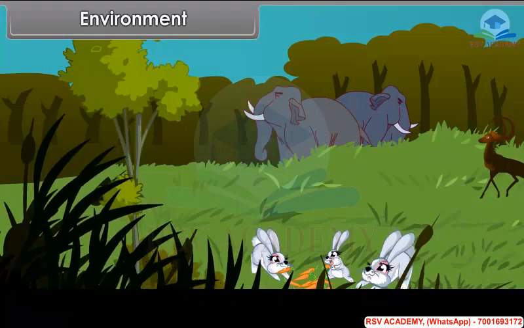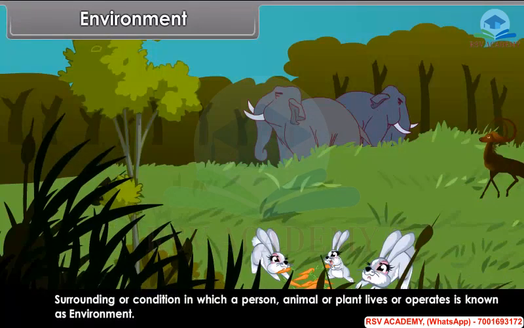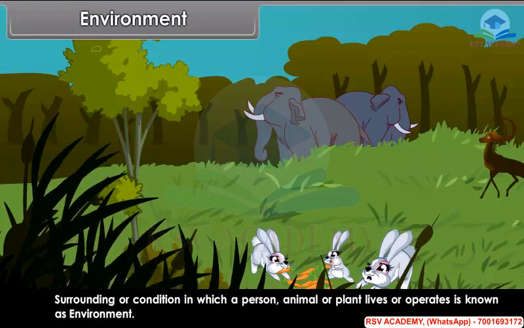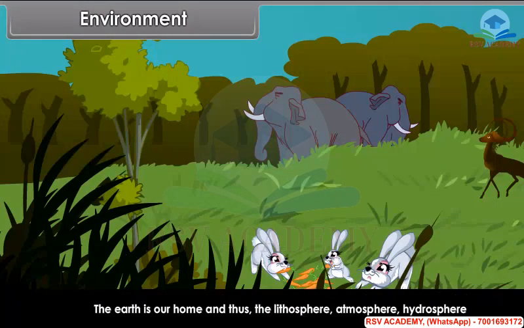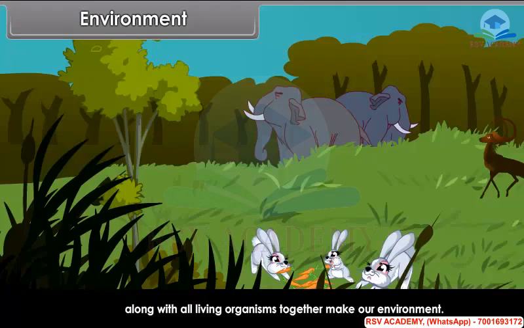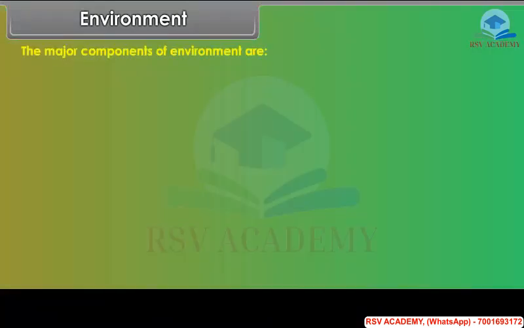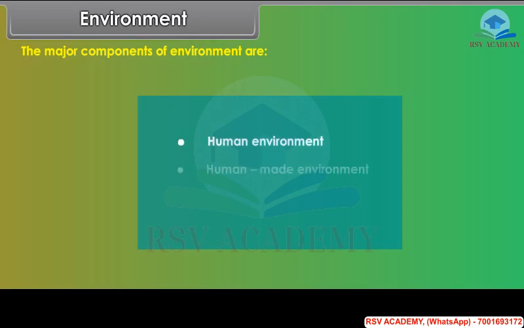Environment. Surrounding or condition in which a person, animal or plant lives or operates is known as environment. The earth is our home, and thus the lithosphere, atmosphere, hydrosphere along with all living organisms together make our environment. The major components of environment are human environment, human-made environment, natural environment.